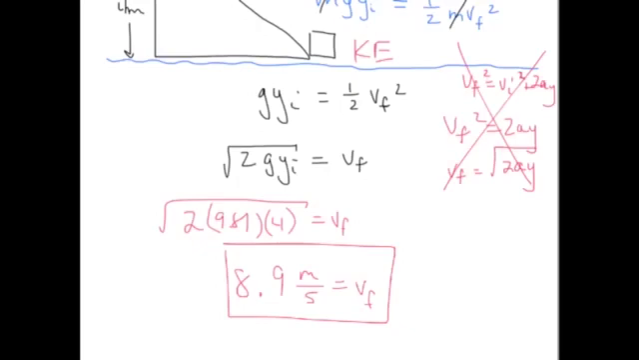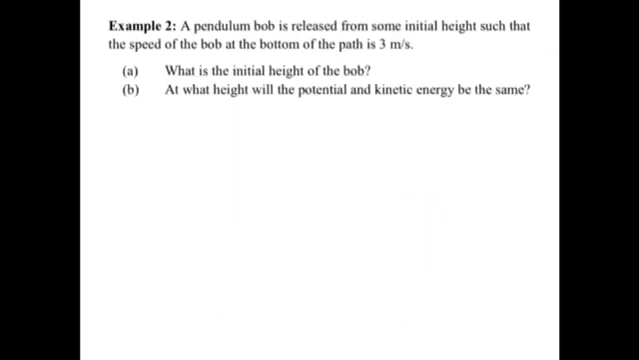All right. Let's take a look at the next one. So example 2. A pendulum bob is released from some initial height such that the speed of the bob at the bottom of the path is 3 meters per second. A, determine the initial height of the bob. B, at what height will the potential and kinetic energy be the same? So let's start with part A first.